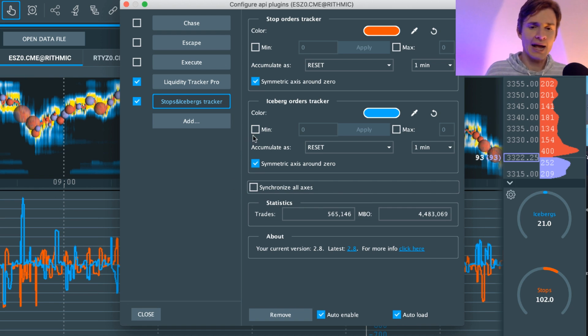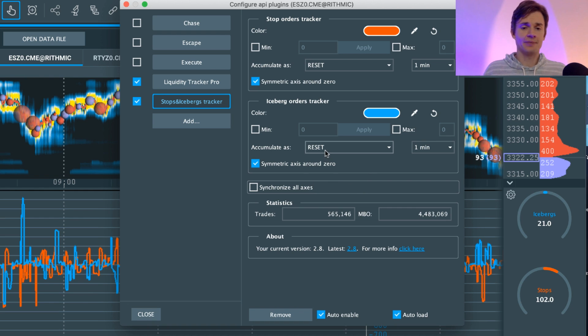Now, you can create filters, though I don't use these. You can filter out certain sizes with these buttons. So if you only want the big ones to print on your chart, you could say, I want a minimum iceberg of 300 or a minimum stop of 200, or whatever you want. But you can also filter out the big ones. You can say, I only want a maximum of this. I don't know why you'd do that, because the big ones are the ones you want. So I don't use that.